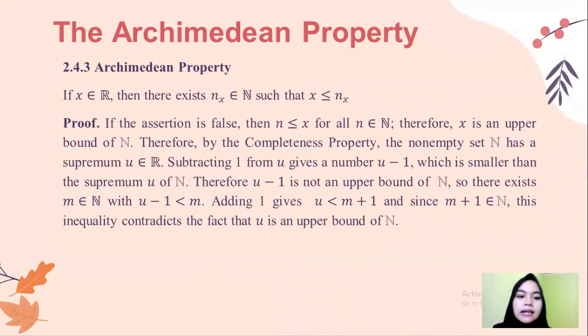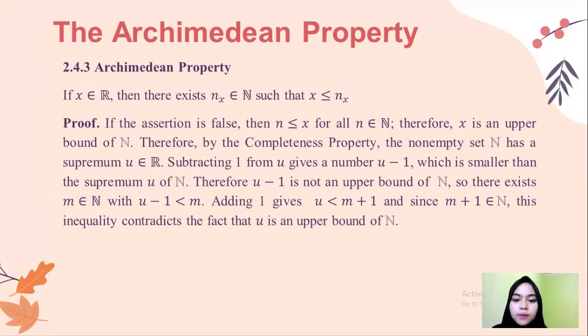And the next is the Archimedean property. If x is an element of the real numbers, then there exists an n element of the natural numbers such that x is less than or equal to n. Proof. If the assertion is false, then n is less than or equal to x for all n in the natural numbers. Therefore, x is an upper bound of the natural numbers.